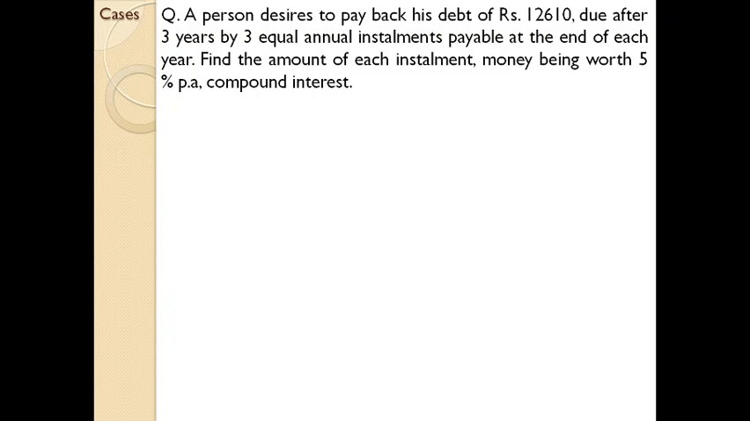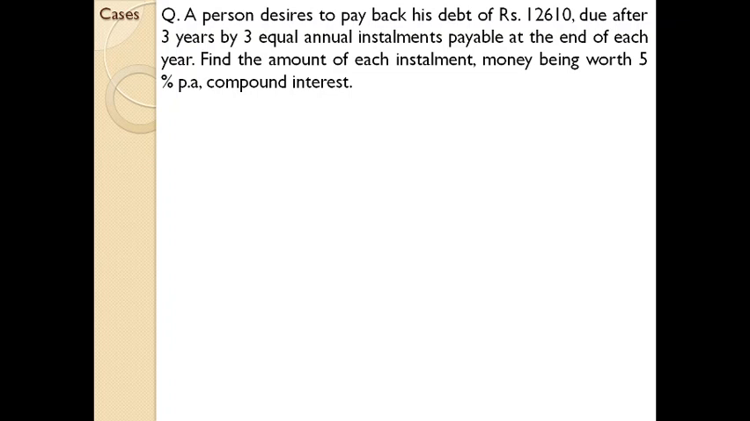A person desires to pay back his debt of rupees 12,610 due after 3 years by 3 equal annual installments payable at the end of each year. Find the amount of each installment, money being worth 5% per annum compound interest. So a person decided to pay back his debt of rupees 12,610 after 3 years. By the end of the 3 years, he will pay the amount of 12,610.